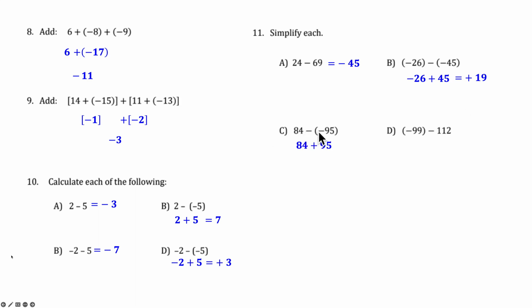84 minus negative. 2 negatives. Oh, that's a positive. All right, we'll add these two together. It's going to be a positive 179. 112 is bigger. Answer is negative. Signs are the same. We're going to add them together. 99 plus 112, or take 1 from the 12. Make it into 100 here. So 100 and 111, 211. So final answer, negative 211.